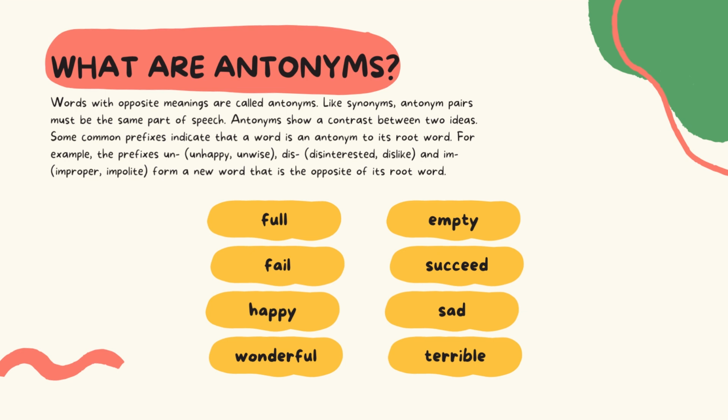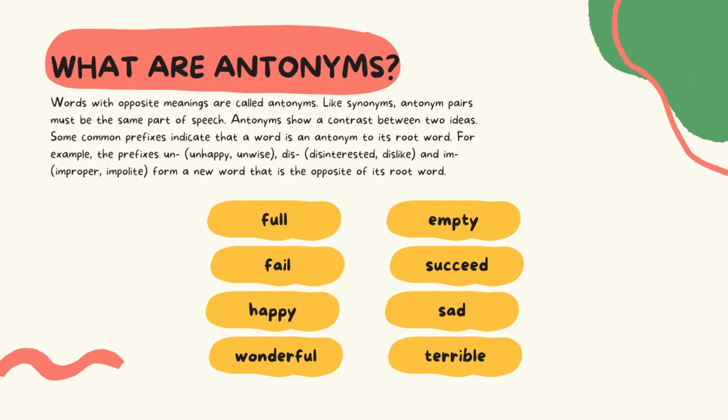You see, wonderful, terrible, happy, sad, they are both adjectives. Okay, now fail, succeed, they can also be taken as adjectives or maybe in this case nouns. The thing is that they both share the same part of speech. They are both in that category. And also we have full and empty. Okay.